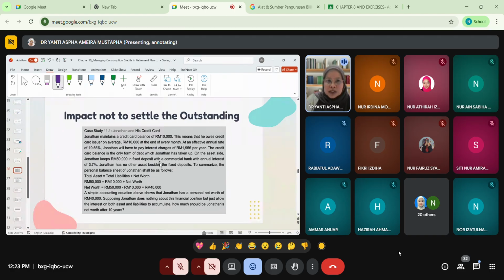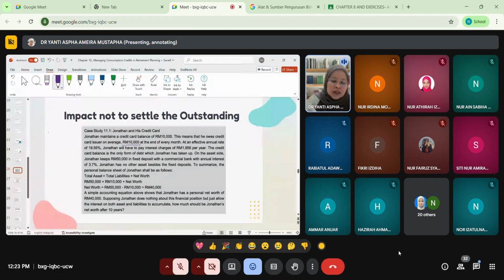Okay, so for example, let's just do this case, Jonathan and his credit card. Jonathan maintains a credit card balance of 10,000 ringgit. This means that he owes the credit card issuer, on average, 10,000 ringgit at the end of every month. At an effective annual rate of 19.56%, Jonathan will have to pay interest of 1,956 per year.